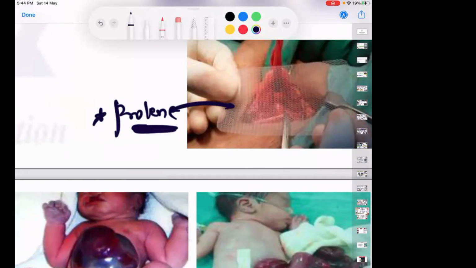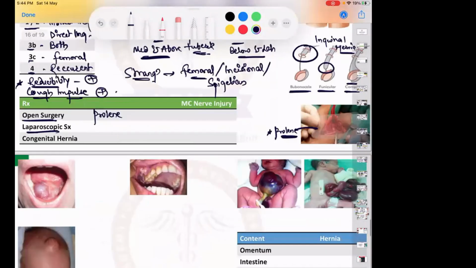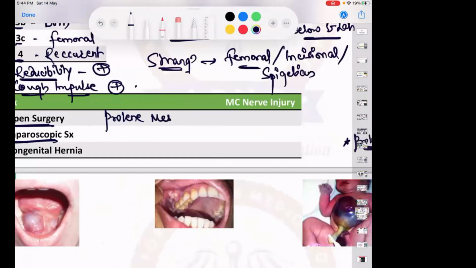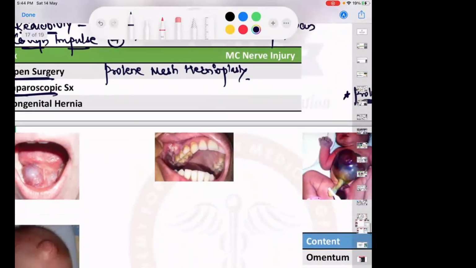The best material used for mesh is usually Prolene. So Prolene mesh hernioplasty is the open surgery which is performed, whereas laparoscopic surgery can be a TEP or TAP.